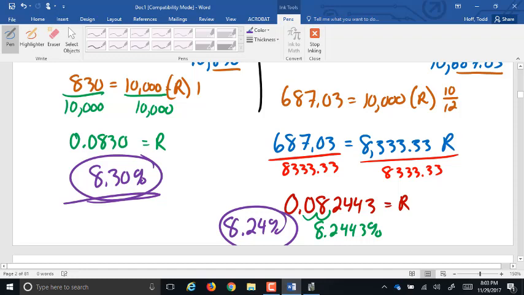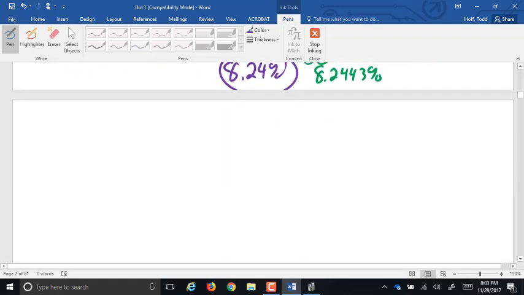So that's the key: if it's more than a year, you only figure it out for 1 year. If it's less than a year, you have to use the exact time. Any questions?